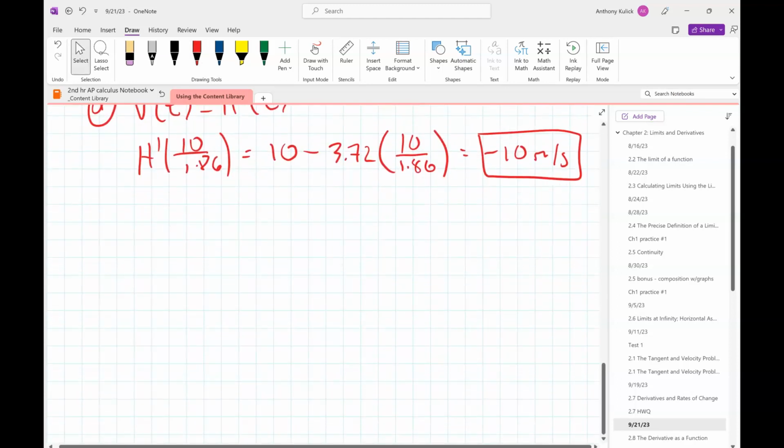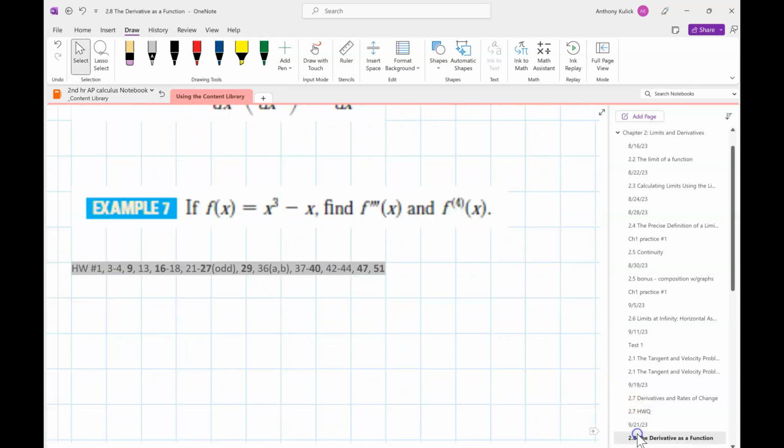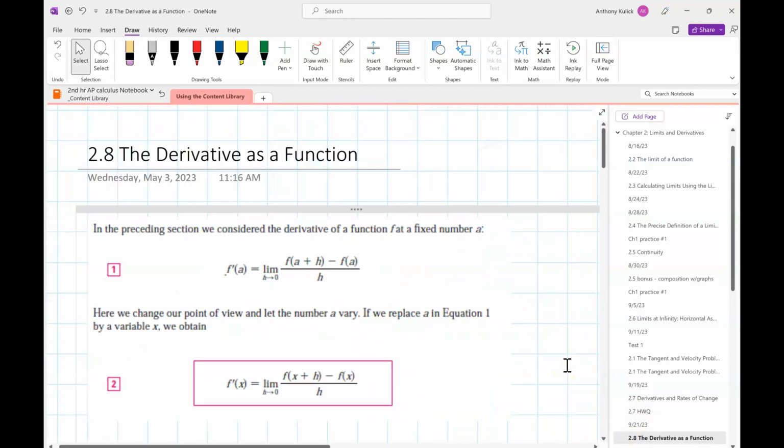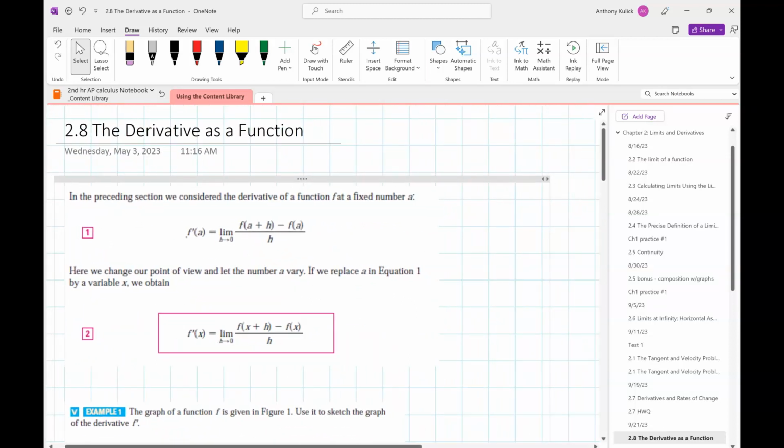All right. Let's talk about 2.8, eh? So 2.8, we looked at the derivative of a function at a fixed value a. So here, in this section, we're going to be looking at the derivative as a function. So instead of thinking about it as a fixed value a, we can do it with a variable x. So we just still have the same formula, just instead of a's we have x's.